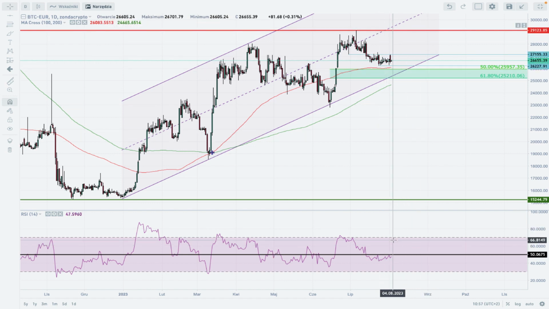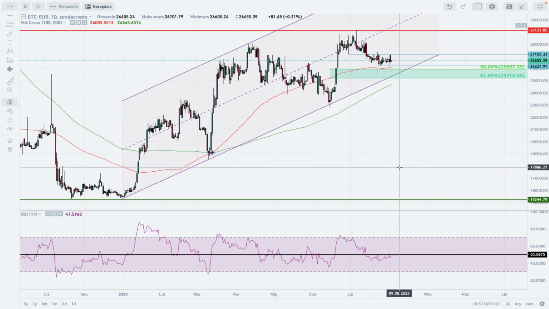So the up move must be backed by the momentum. As long as there is no breakout to the upside in the momentum, we cannot say that this range will be broken significantly. So there is a breakout, and then of course there is a continuation to the upside. So there is a sustained breakout, right? We need momentum to move above the level of 50. Right now it is 47.59. Not that bad, however.